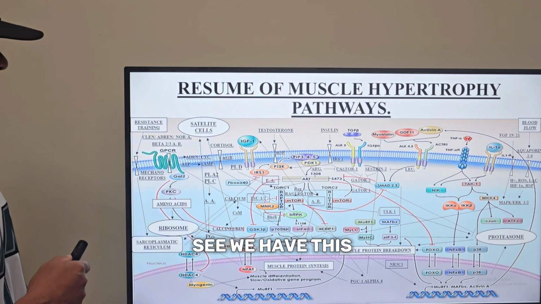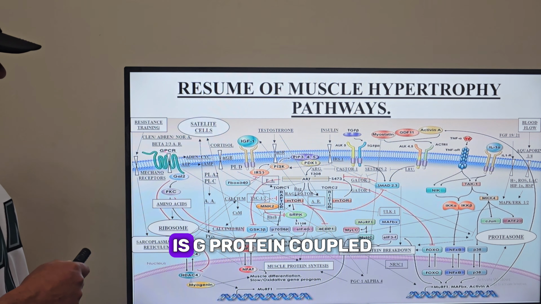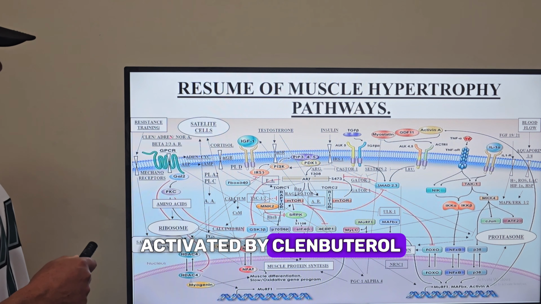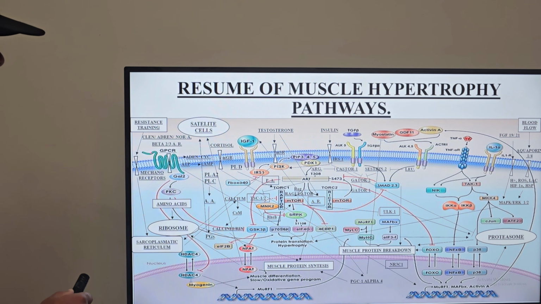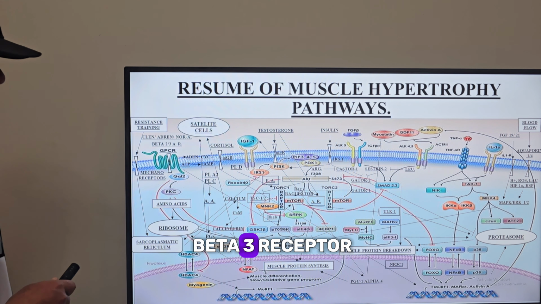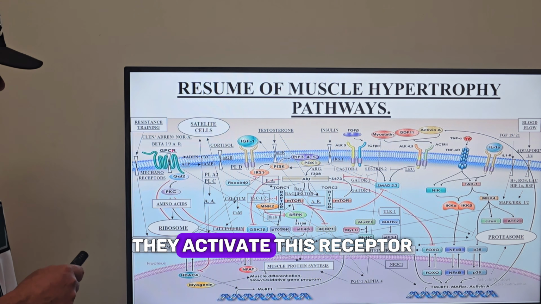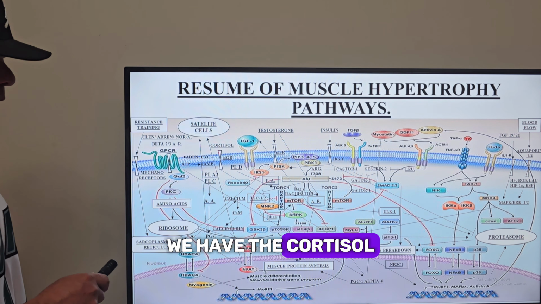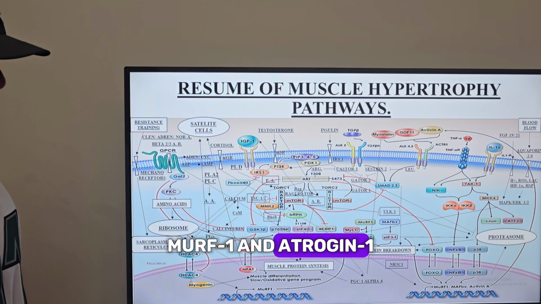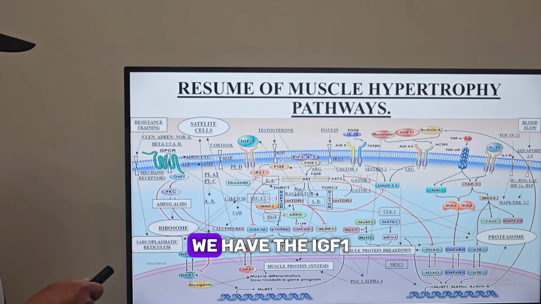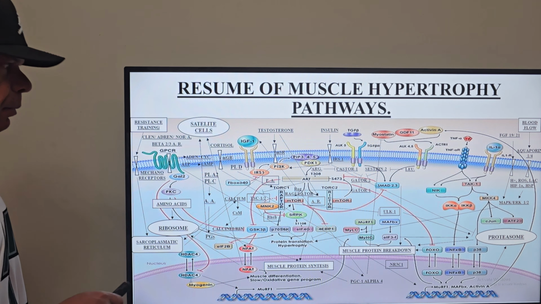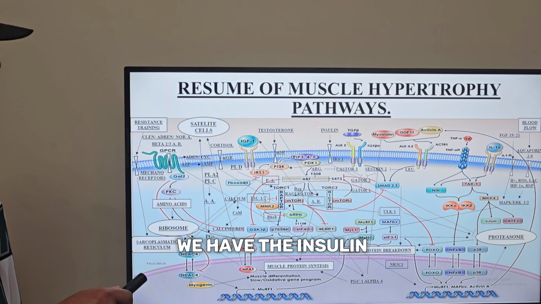As you can see, we have this G protein coupled receptor that can be activated by clenbuterol, adrenaline, noradrenaline. This is a receptor we call beta 2 or beta 3 receptor. In the muscle it is beta 3 receptor. So these substances activate this receptor. We have the cortisol that works by activating MuRF1 and atrogin-1 that activates the proteasome. We have the IGF-1 here that activates obviously the mTOR. We have the testosterone. We have the insulin.